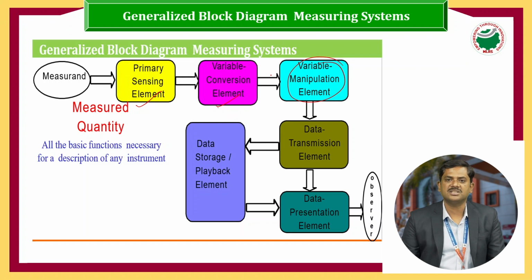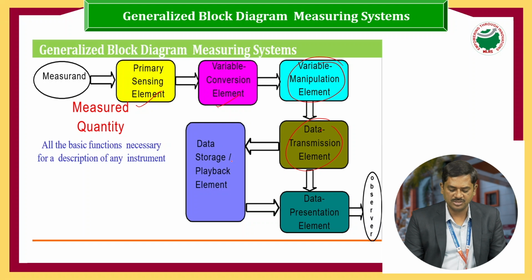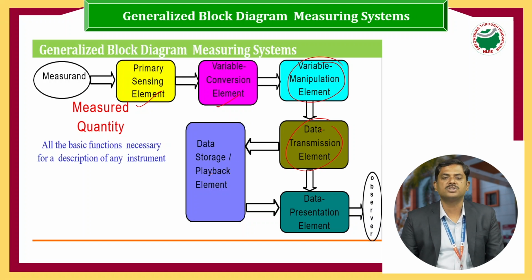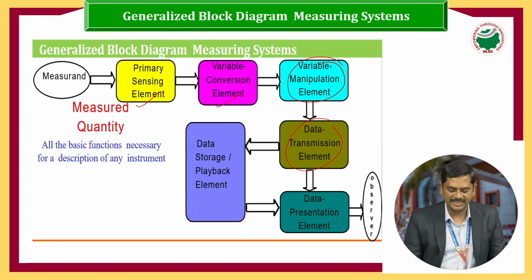Here the manipulation means some modifications or corrections can be done on the given value that is given as the input to that. So after manipulating the element, some modifications which are done to that parameter, it has to be transmitted. So that job is done through the data transmission element. This data transmission element, whatever data is in the form of zeros and ones, is to be saved for future purposes with the help of a data storage element.